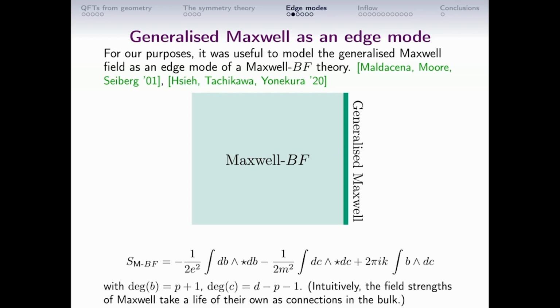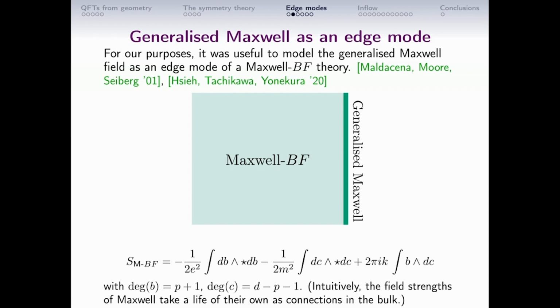So what's Maxwell BF? It's a BF theory, of the type we want to understand. These are level K, with a B and a C, which are U(1) connections of these degrees. And then you give kinetic terms to B and C.